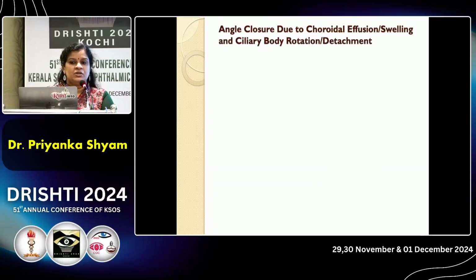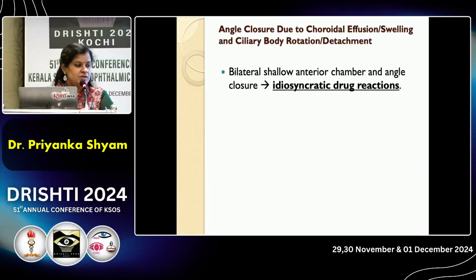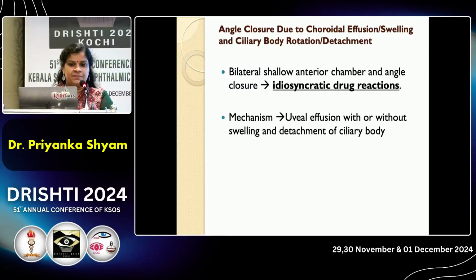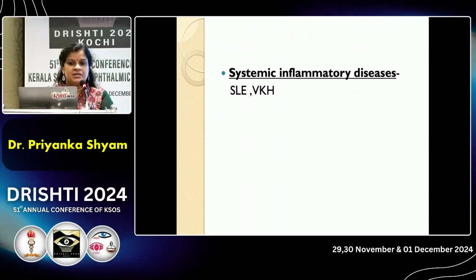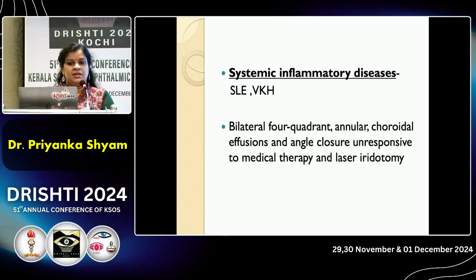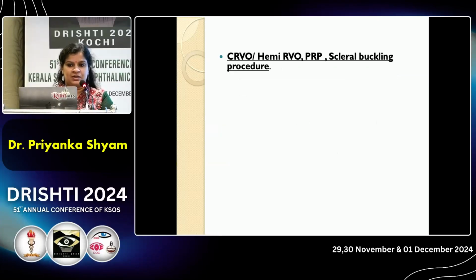Now, angle closure due to choroidal effusion. Idiosyncratic drug reactions can cause bilaterally shallow anterior chamber and angle closure. The mechanism is by uveal effusion with or without ciliary body swelling. These are the drugs which cause bilateral shallow anterior chamber. Now coming to the systemic inflammatory diseases, it can be due to SLE or VKH. They cause bilateral 4-quadrant annular choroidal effusions and angle closure, which are unresponsive to medical therapy and laser iridotomy.